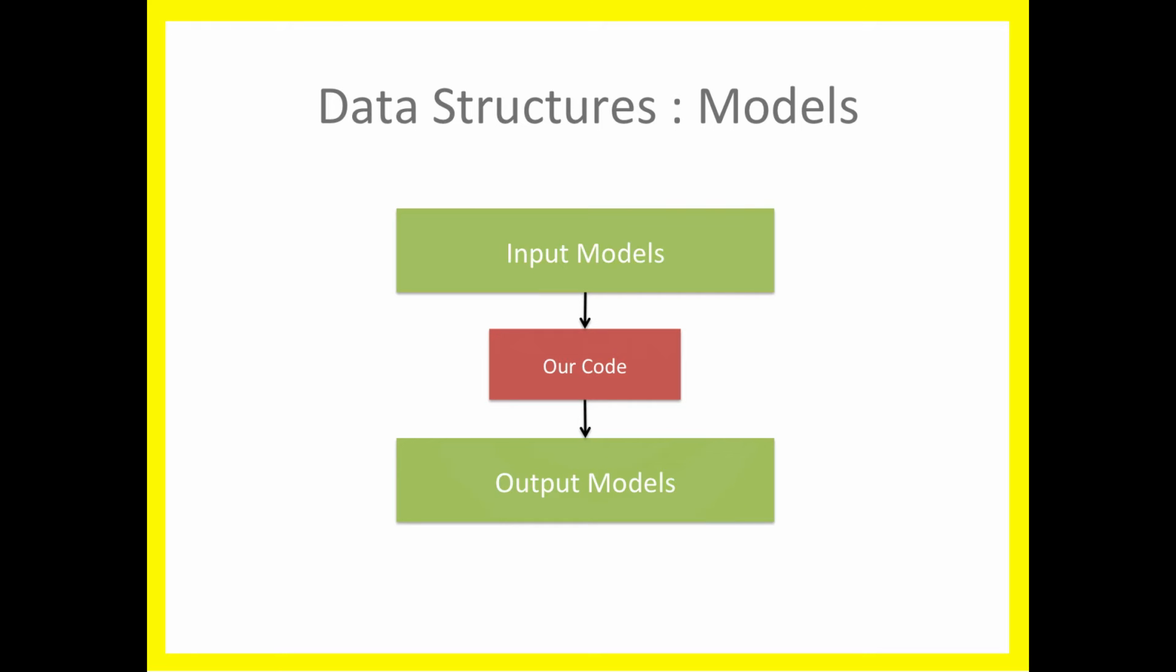So our input model might be some sort of model that's attached to a form, and then our code is something that processes that form, and then our output is something like a model, a very simple data structure with a message on it saying, yeah, thanks a lot, we've got your order on the screen. So that's basically how that works.